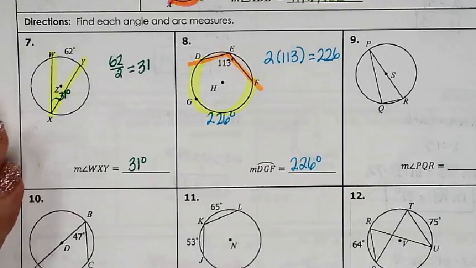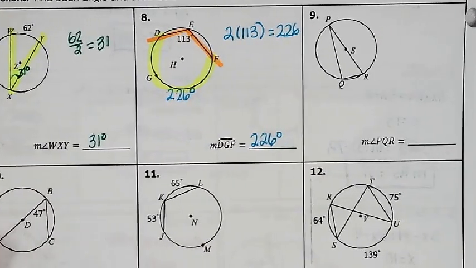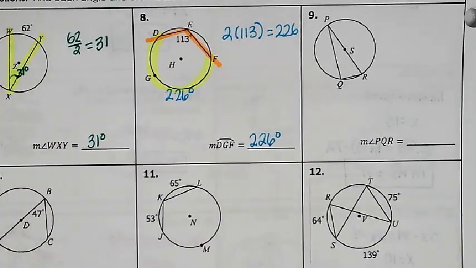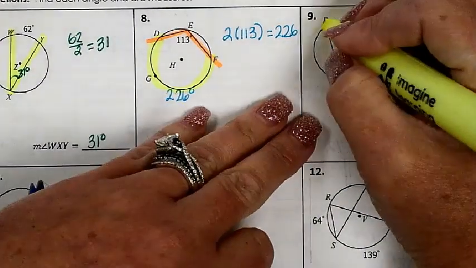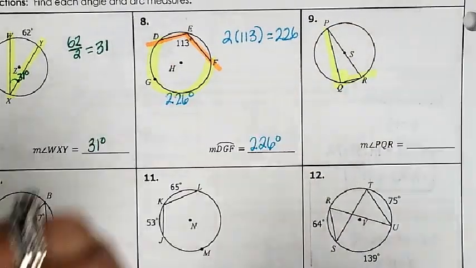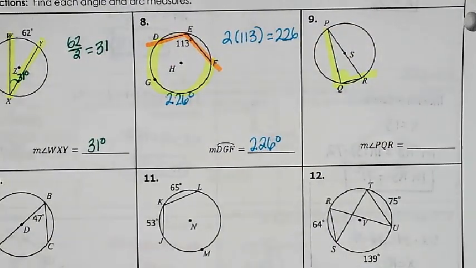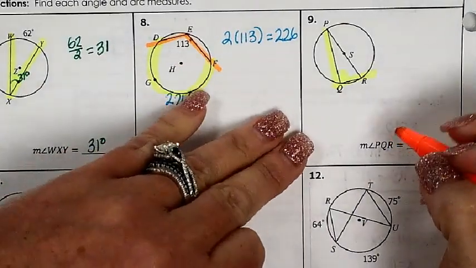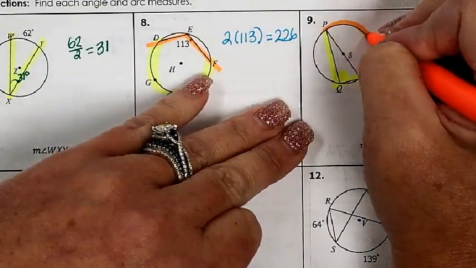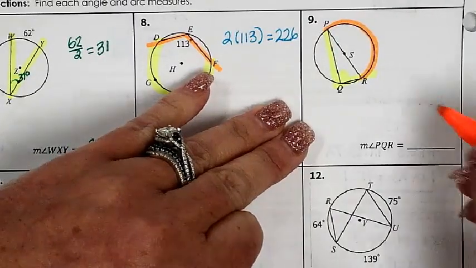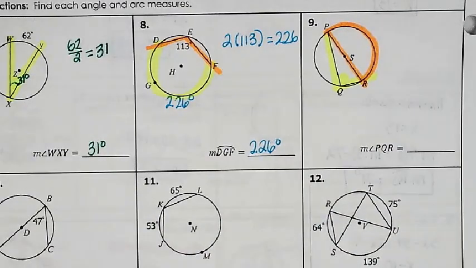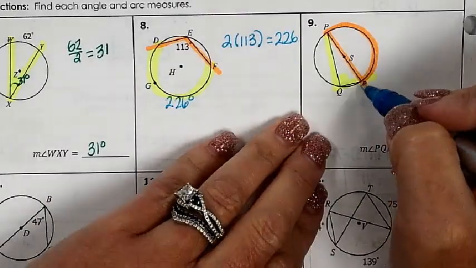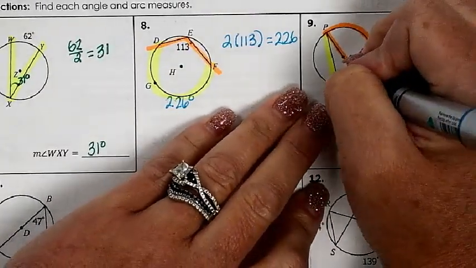All right, 9, measure of angle PQR. So PQR is right here, so this angle here. Well, the arc that it intercepts is right here. Well, if you see, P to R is a diameter. So remember the intercepting a diameter? If the angle intercepts a diameter, that makes a right angle. So the measure of angle PQR is 90 degrees.